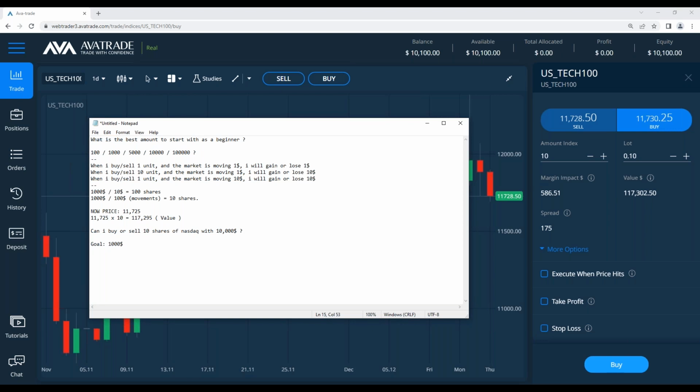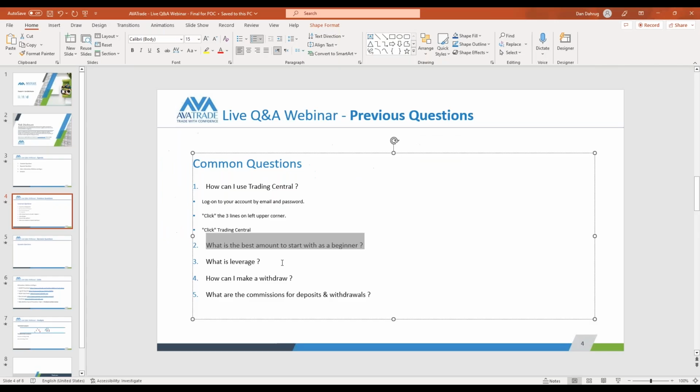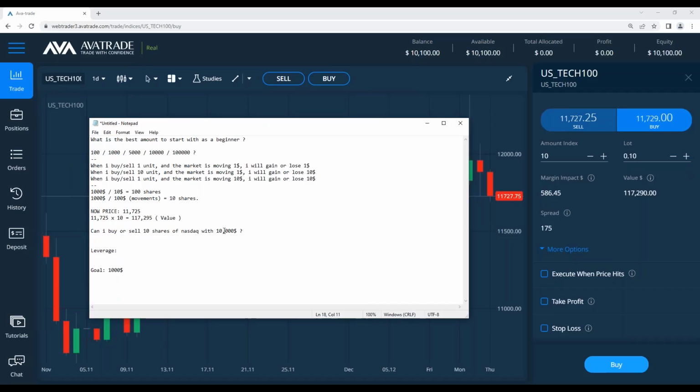Okay, so most of you wrote negative answers. So it's not possible. But with leverage, it is possible. That means that now we're going to understand what leverage is. Let's see, leverage. Okay, there is a question here: what is leverage? So we're going to cover this question as well, and then we will understand whether it's possible or not.